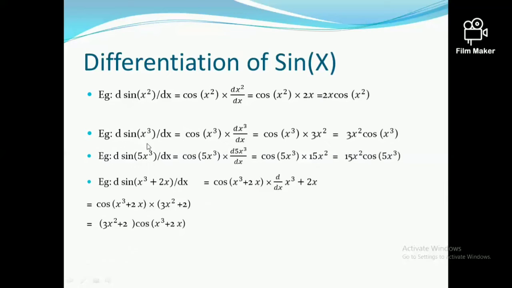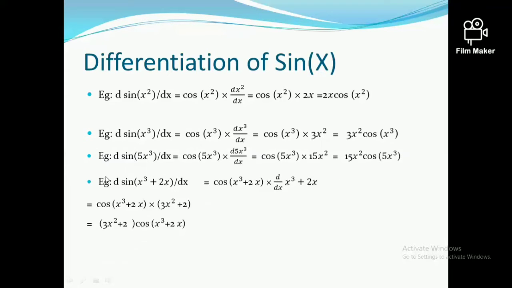Then if you differentiate sine x cube, the answer is cos x cube, then differentiate x cube again. If you differentiate x cube, what is that answer? That is 3x squared. Then you can say the answer is 3x squared cos x cube. If you differentiate sine 5x cube, the answer is cos 5x cube, then differentiate 5x cube. That turns into 15x squared. So your final answer is 15x squared cos 5x cube.